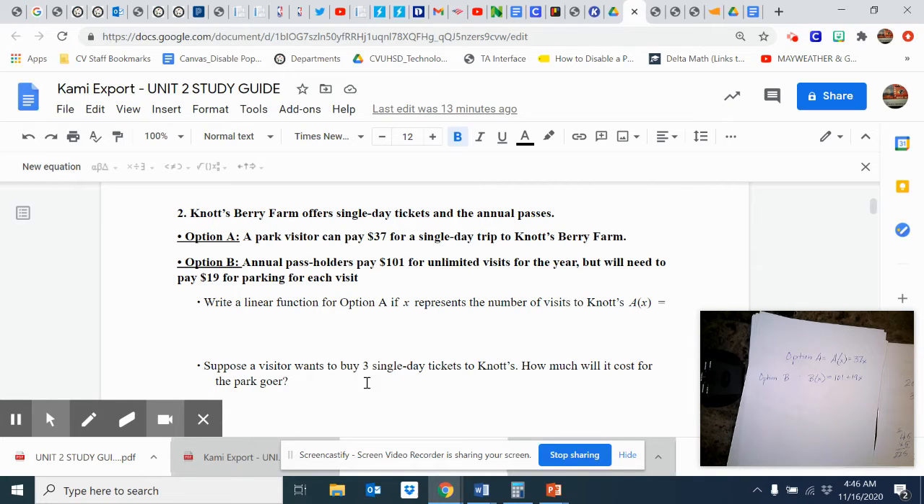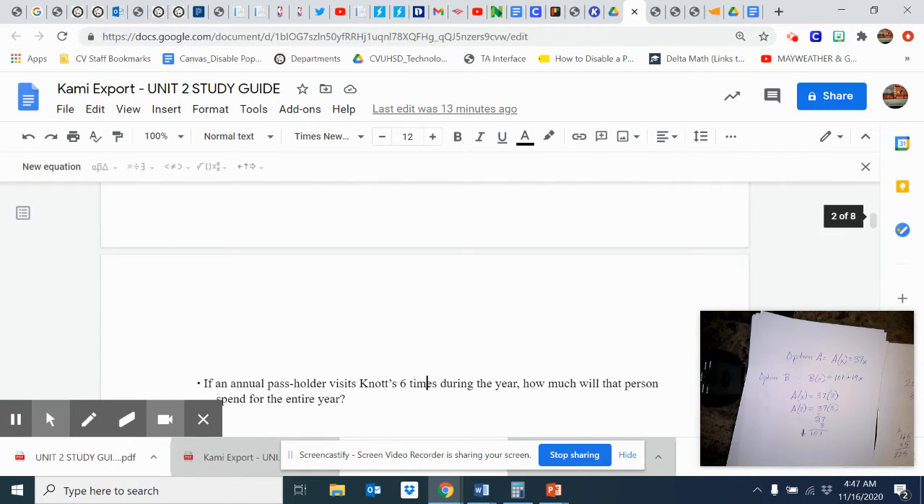Okay, so when we get there, suppose that it goes, write a linear equation for option A, and then suppose the visitor wants to buy 3 single day tickets to Knott's. How much will it cost? So you're going to use that. It really is A of 3. That means option A, they want to buy 3 tickets, so it's 37 times 3. And then you just multiply, and it's 111. Okay, so for option A, it's $111 for 3.